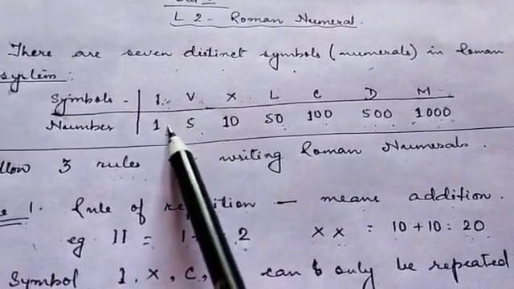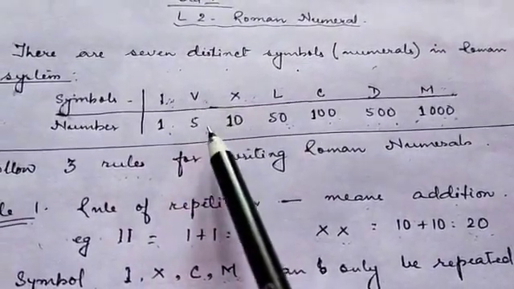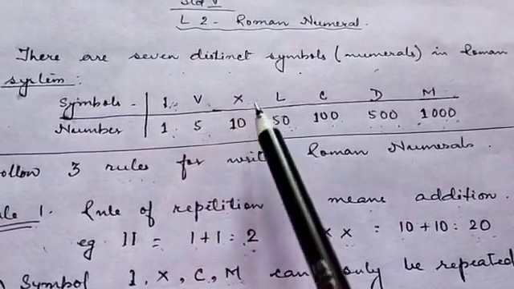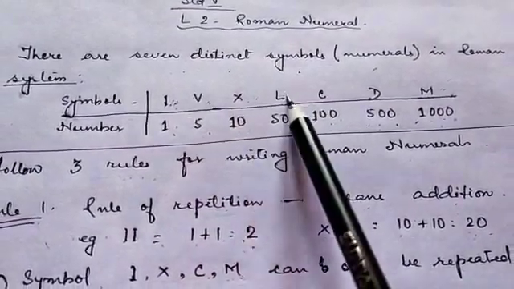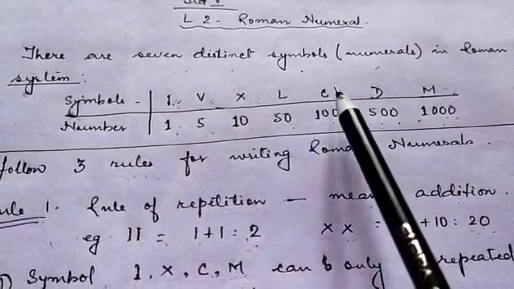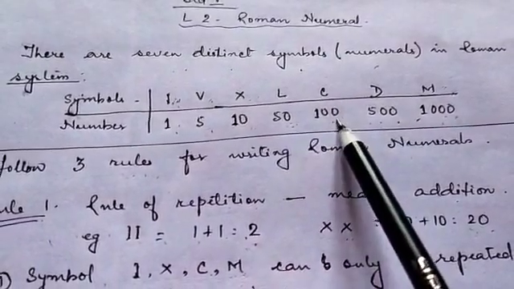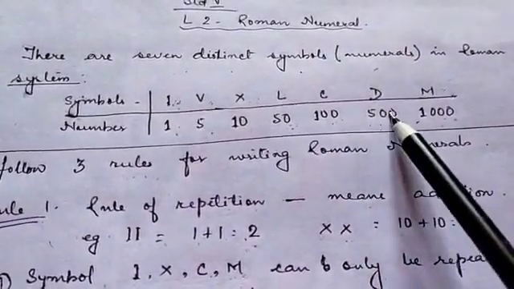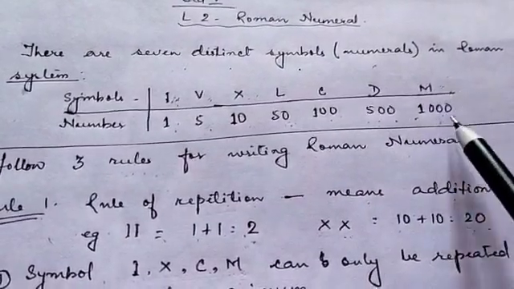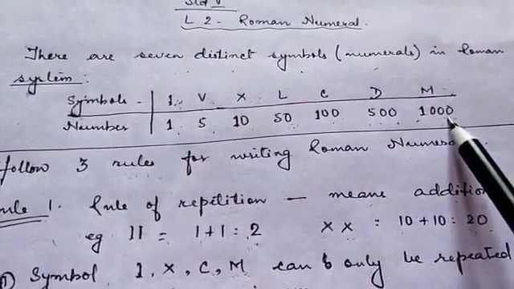I is equal to 1, V is equal to 5, X is equal to 10, L is equal to 50, C is equal to 100, D is equal to 500 and M is equal to 1000.